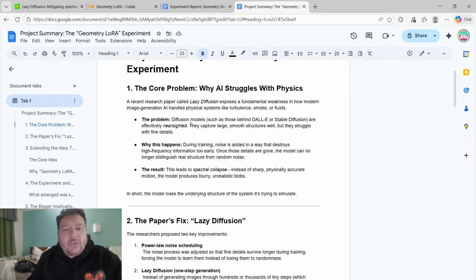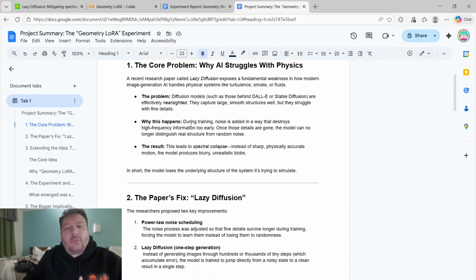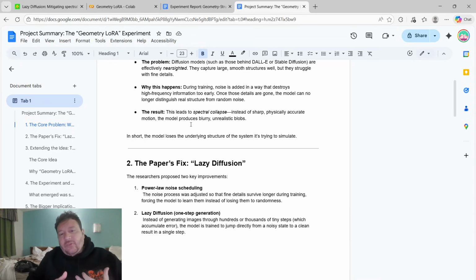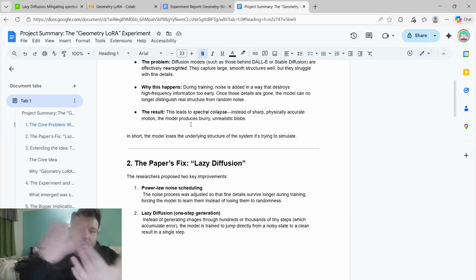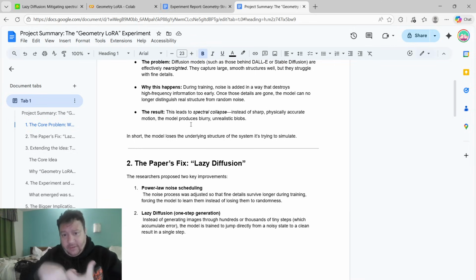The problem is that diffusion models, such as those behind DALL-E or Stable Diffusion, are effectively nearsighted. They capture large, smooth structures well, but they struggle with fine details. Why this happens is that during training, noise is added in a way that destroys high-frequency information too early in the process. Once these details are gone, the model can no longer distinguish real structure from random noise. How many fingers does a human hand have? The model doesn't know, because too much noise is added at the beginning of that process, continually and over enough times, for the model to not learn that it has five fingers.